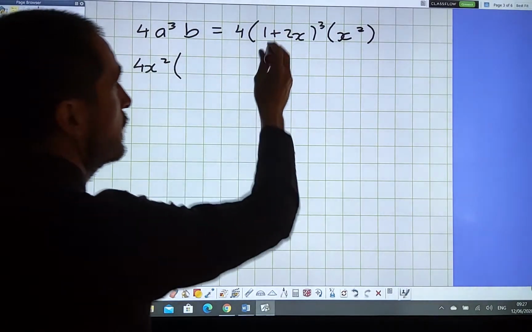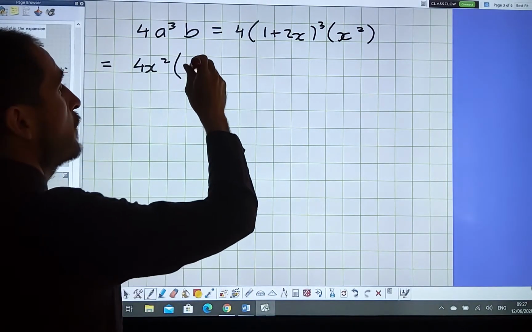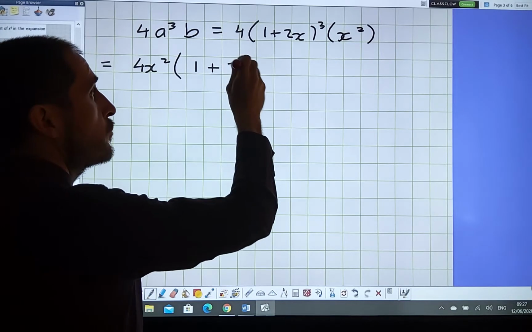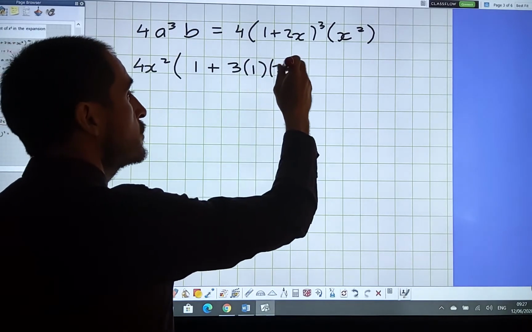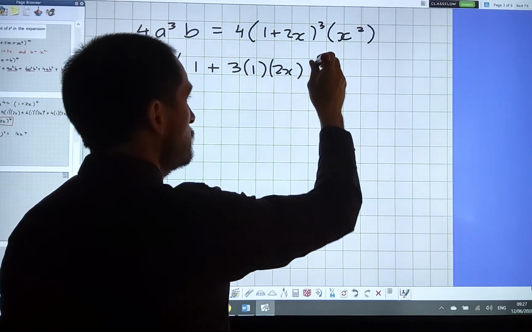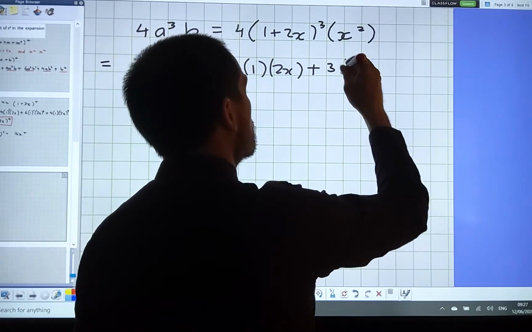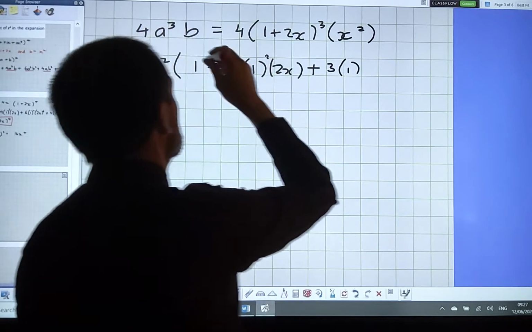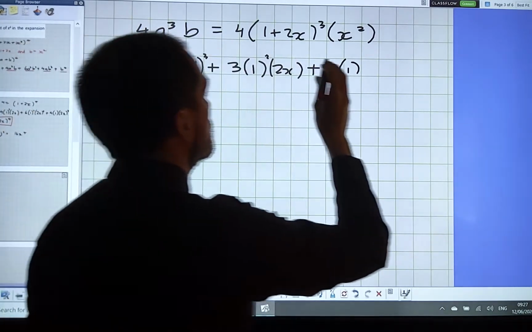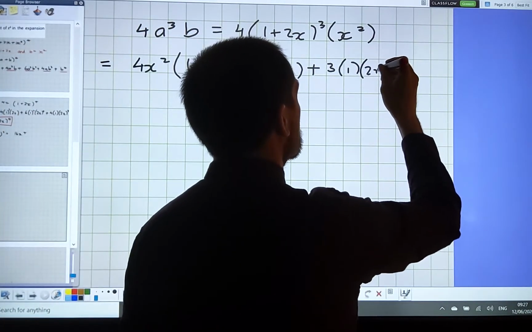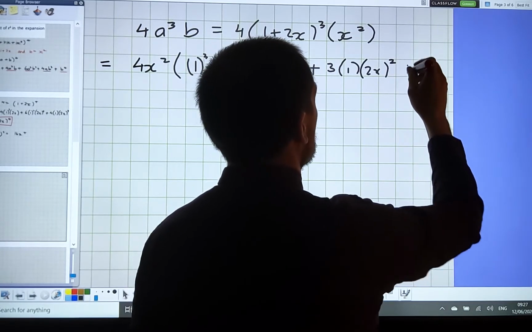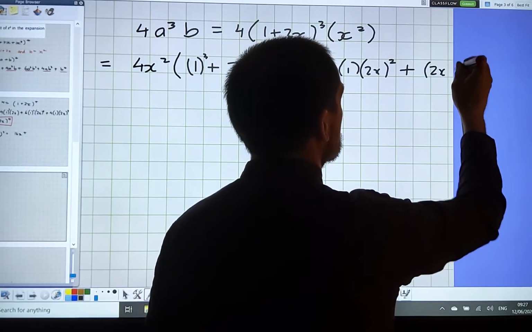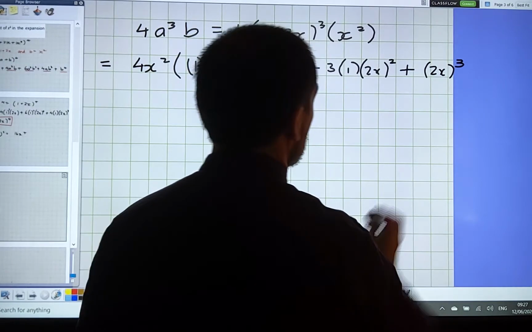And now we're going to expand this. So you've got 1 to the power of 3 plus 3 times 1 squared times 2x plus 3 times 1 to the power of 1 times (2x) squared plus (2x) to the power of 3.